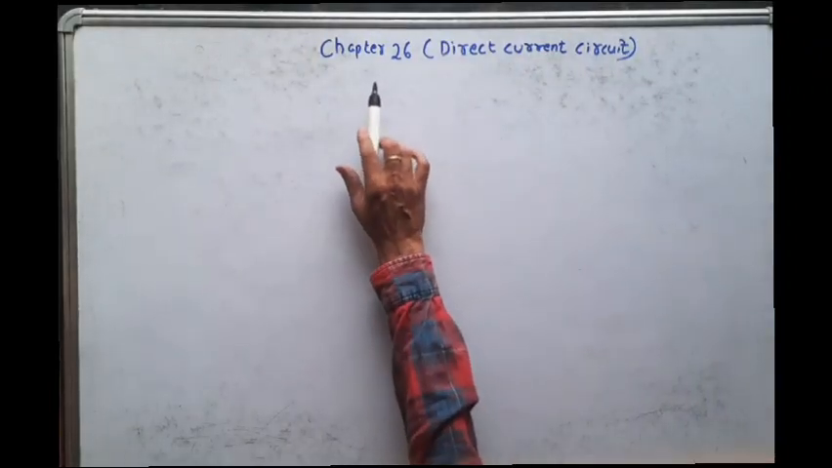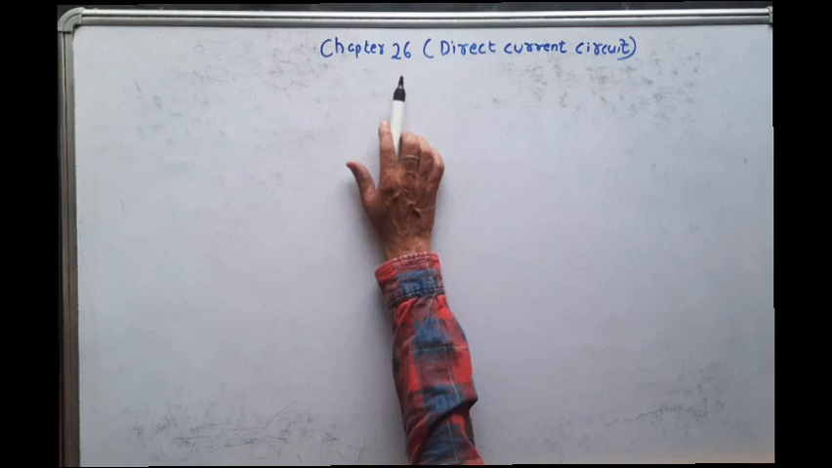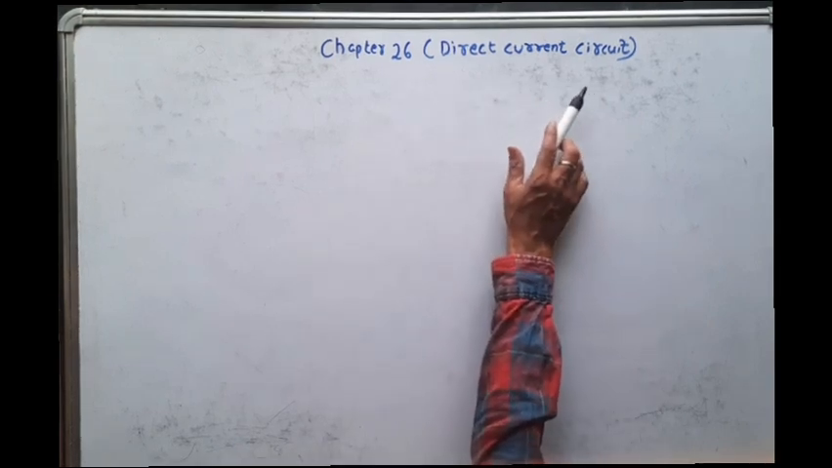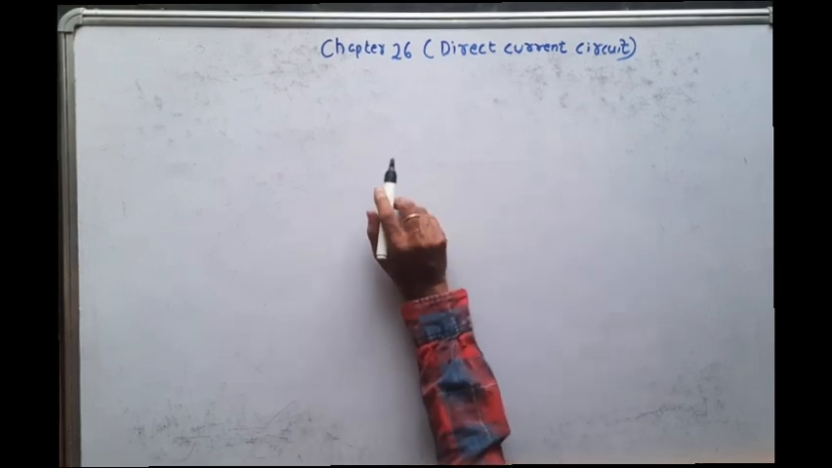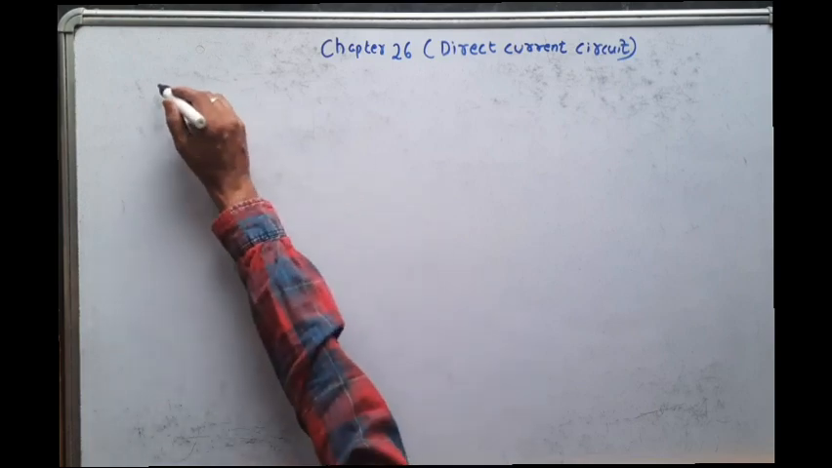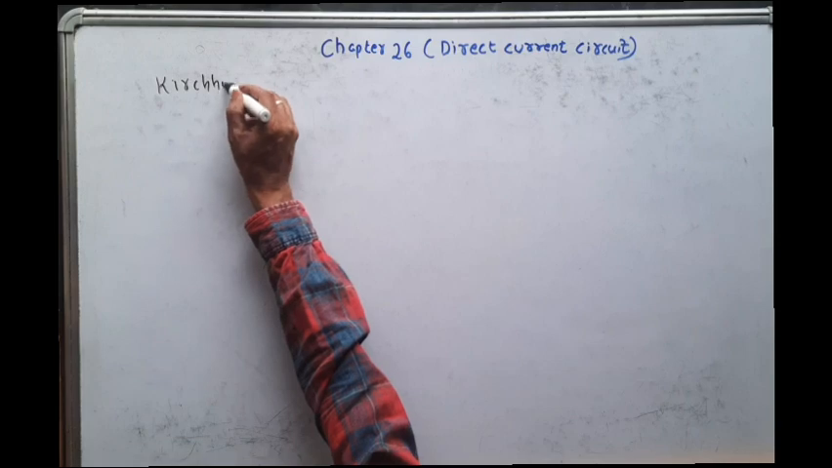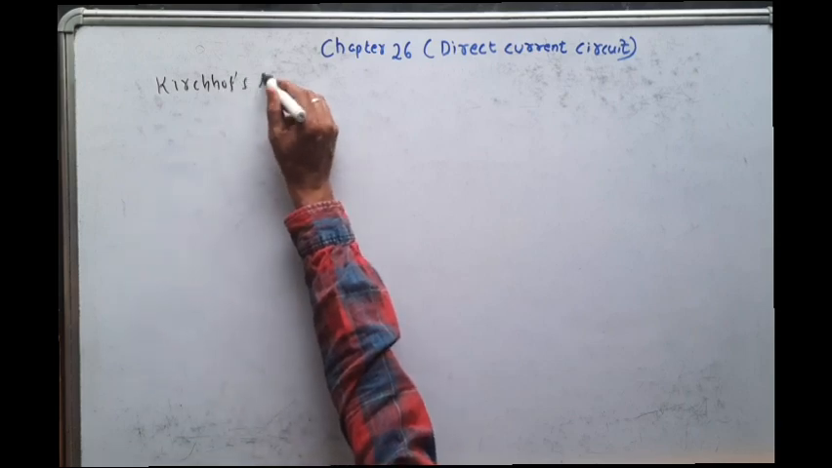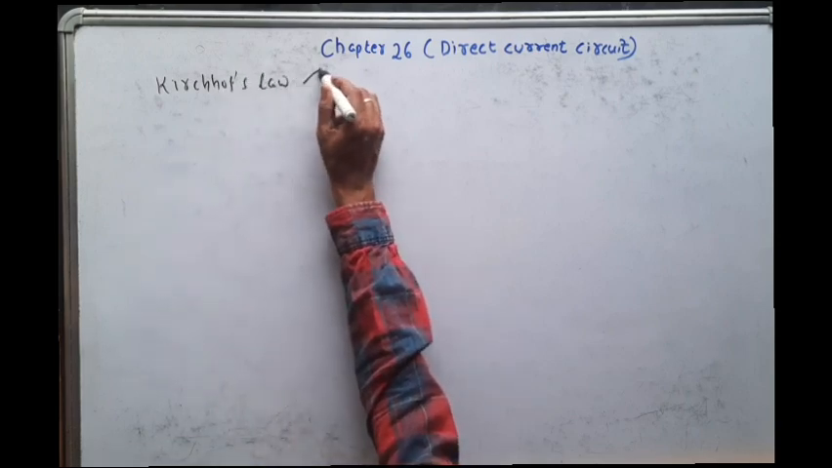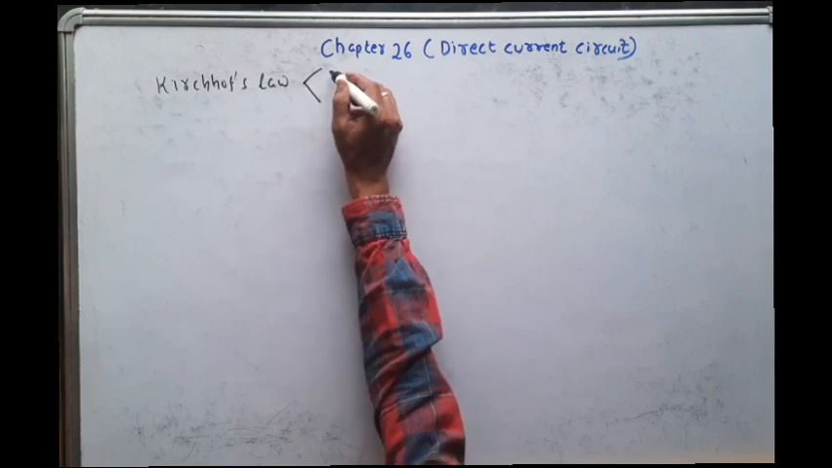So today we will start chapter number 26, that is direct current circuit. First we will discuss what is Kirchhoff's law. Kirchhoff's law defines two laws.